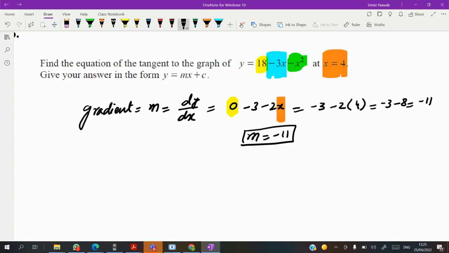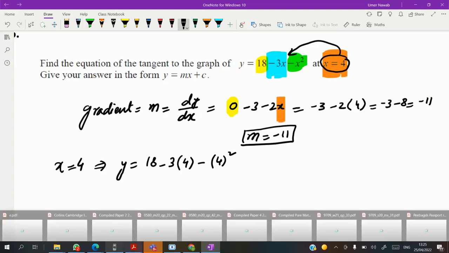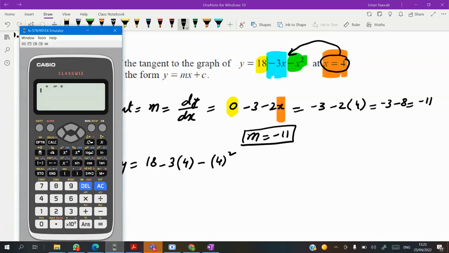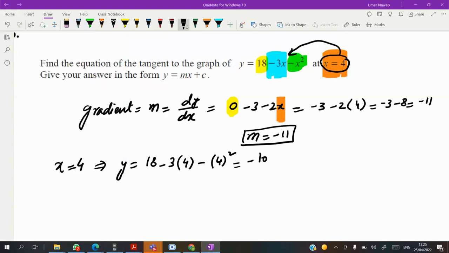Am I having the full point? No, he gave us just x is equal to 4. So can you plug x is equal to 4 to get the y coordinate? So if x is equal to 4, we can find the y coordinate: 18 minus 3, in the place of x, I substitute 4, minus 4 squared. Now go to the computing mode. 18 minus 3 times 4 minus 4 squared gives us minus 10. So the complete point is: 4 is the x coordinate and the y coordinate is minus 10.